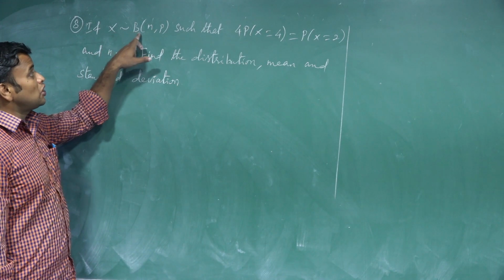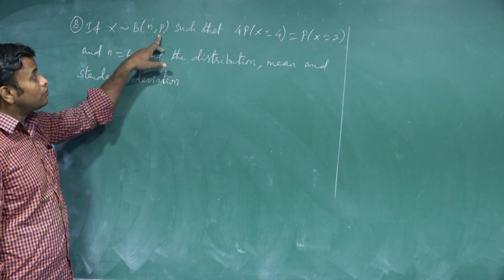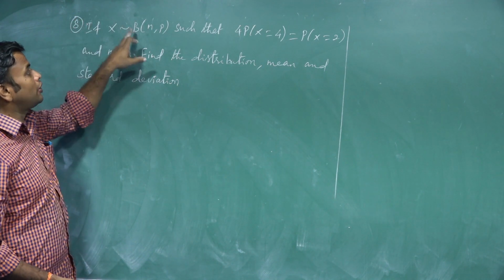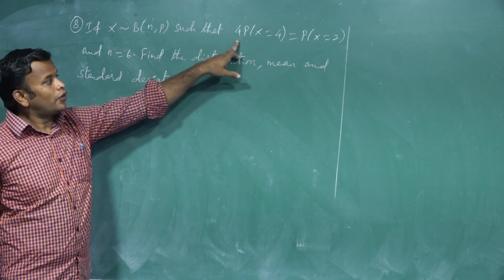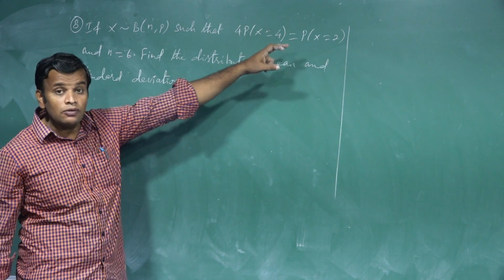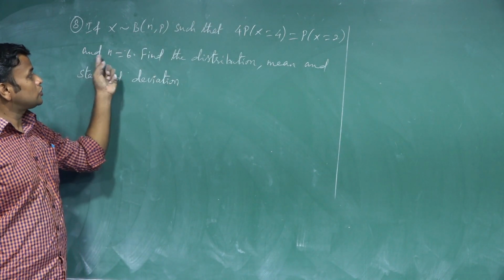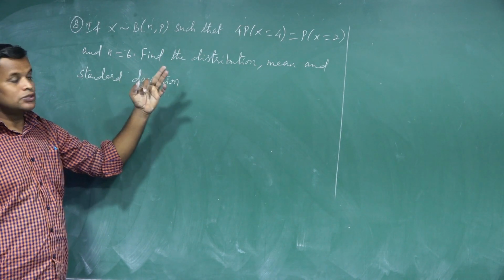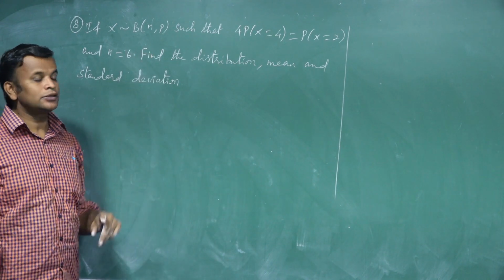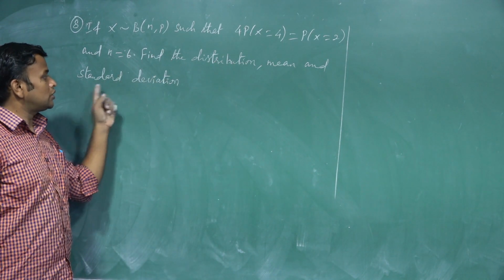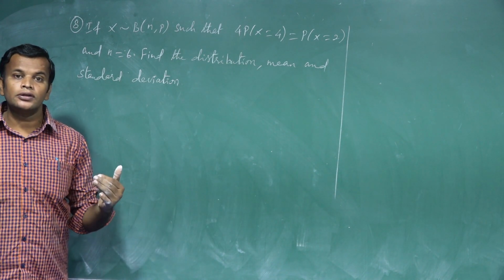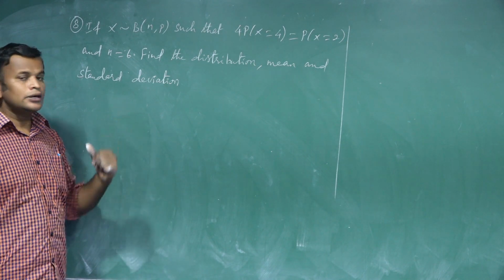If x follows B of n comma p, the word B of n comma p means the binomial distribution, such that 4 into P of x equals 4 is equal to P of x equals 2. Suppose these two probability values are equal in a binomial distribution, and also the value of n is 6. Then there will be 3 questions. Find the distribution, which means to find the probability mass function of the binomial. Next, mean and standard deviation. Important: mean and not the variance, the standard deviation. You know very well the square root of the variance is nothing but the standard deviation.